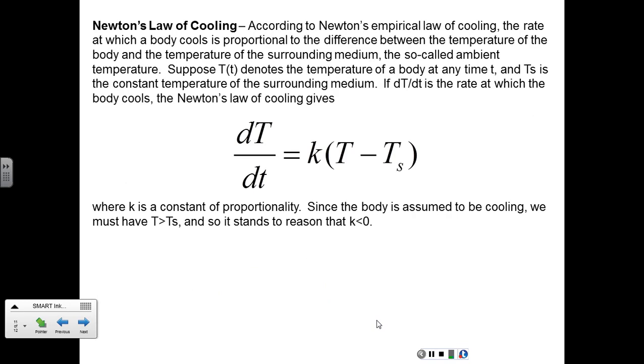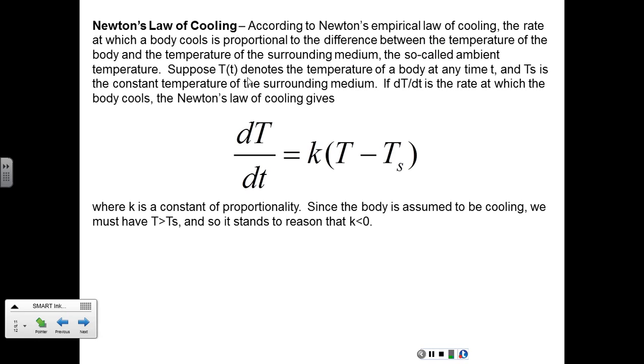Newton's law of cooling, if you had Miss Quick for Cal 2, then you did this in that class. If you had me, we didn't do it, but we do it in here. We'll actually study Newton's law of cooling in detail. According to Newton's empirical law of cooling, the rate at which a body cools is proportional to the difference between the temperature of the body and the temperature of the surrounding medium, called ambient temperature.